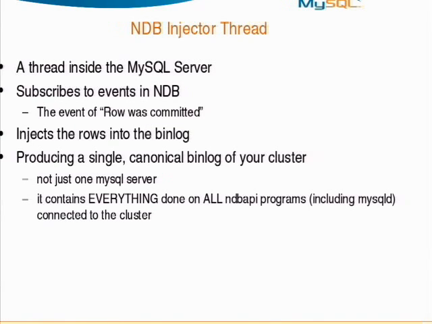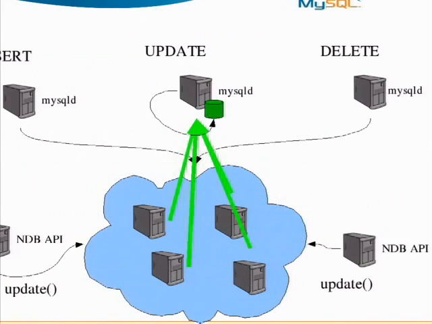So we get this single binary log that is a canonical representation of what's going on in the cluster. So it's not just one MySQL server there. You get the binary log for the entire cluster, including any NDB API applications that could be updating it. So it looks something like this. You have a master box here, which grabs all the updates happening here and writes them into a binary log.